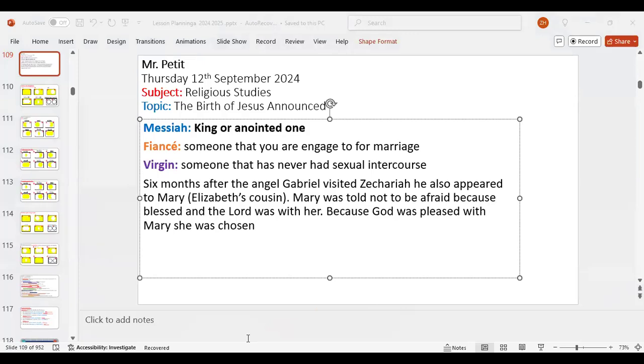Because God was pleased with Mary, she was chosen. Was Gabriel like a messenger or something? That's exactly what it means to be an angel, a messenger. Yes, he was a messenger. Because God was pleased with Mary, she was chosen to be the mother of the Son of God, the mother of the Messiah. So that means she had to be in good standing with God, a righteous person.